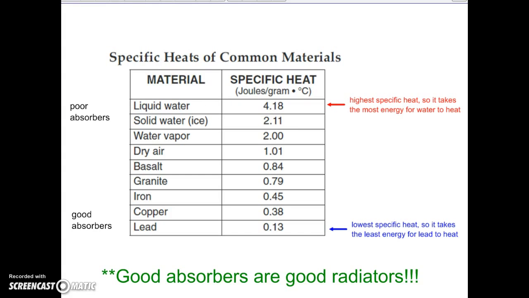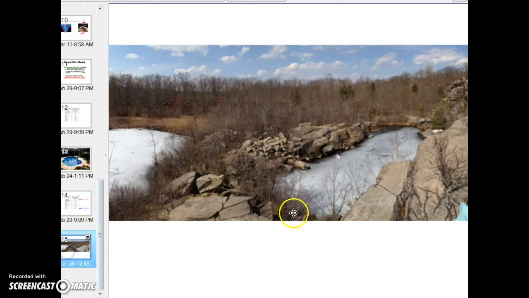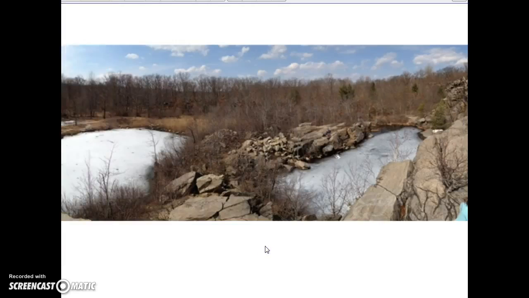But I want to leave you with one last picture. I took this picture last year when I was hiking in Westchester, and it was sometime in March. You can see that there's no snow or ice anywhere on the rocks, on the trees, on the ground. All of those things have warmed up. When you look at these two ponds, though, you still see they're filled with ice. And the reason for that is because water has the highest specific heat. It takes a long time for water to heat up, and it takes a long time for water to cool down.